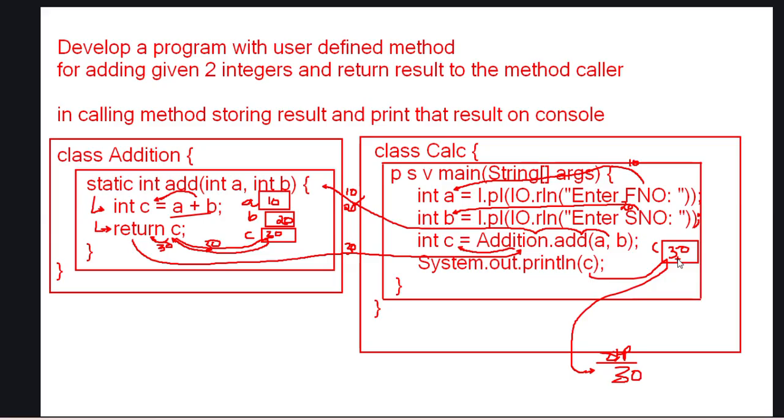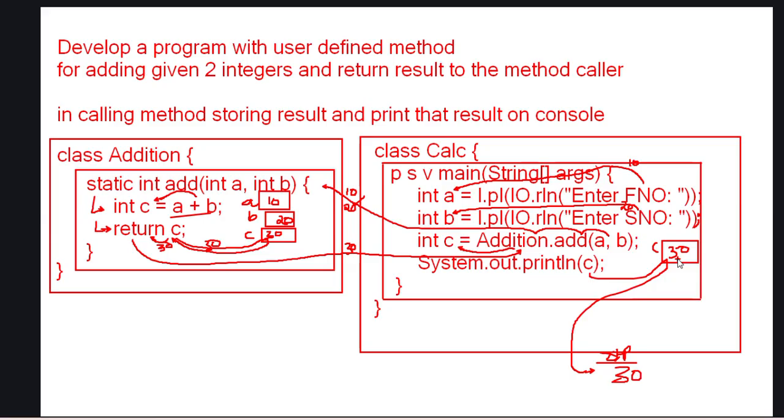Okay. This is the concept of non-private. All four methods are available in here. Non-private. No private keyword means what? Non-private. Static.